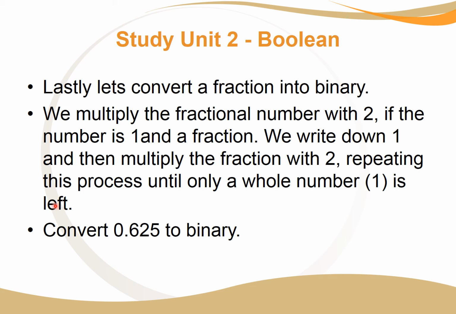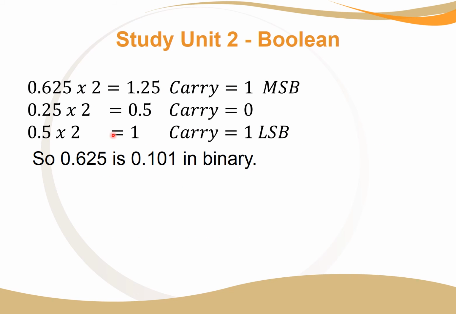So let me show you an example. Convert 0.625 to binary. So we take 0.625, we multiply by 2, and the answer is 1.25. So that means we have a 1 here, which we take as our carry, and that is our most significant bit. So we then take the 0.25 here, and multiply that by 2, which is 0.5. Now that's a 0, so we carry a 0. And then 0.5 we take here, multiply by 2, we have 1, and then when we get 1 we stop, but we write down a carry 1. So 0.625 is 0.101 in binary.